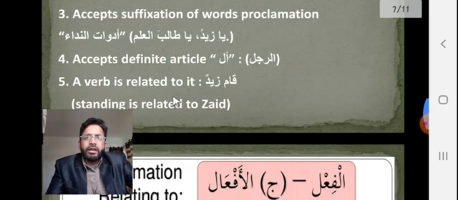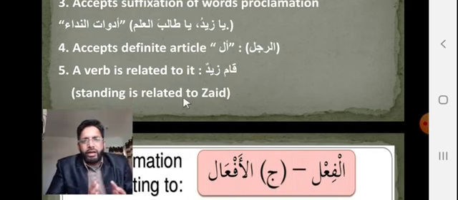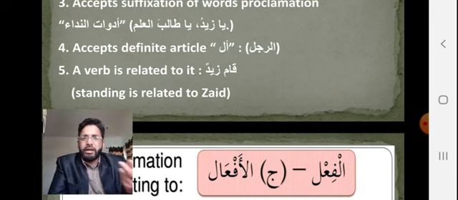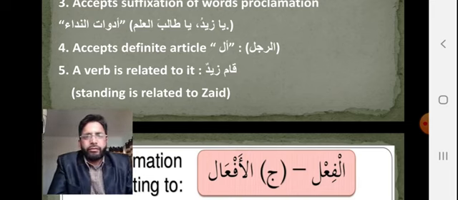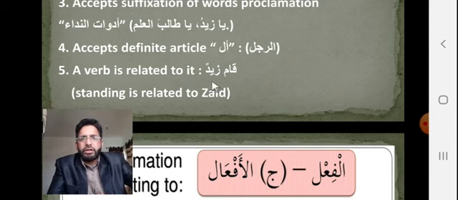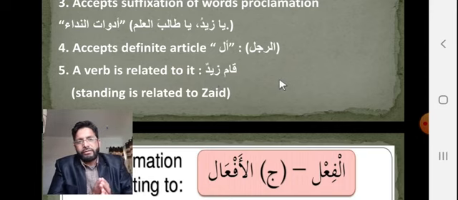Then we have the fifth: a verb is related to it. We can relate a verb to a noun. If we see a verb relating to a word, a kalima, we can say that this word is a noun. Suppose, qama Zaidun, Zaid stood up. Standing is related to Zaid. So when we relate a verb to a kalima, it means that word is a noun. So Zaid is a noun. Why? Because qama is related to it. So this was the first kind of kalima, Arabic word.